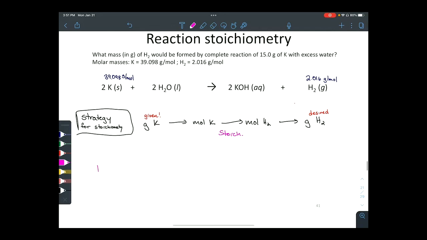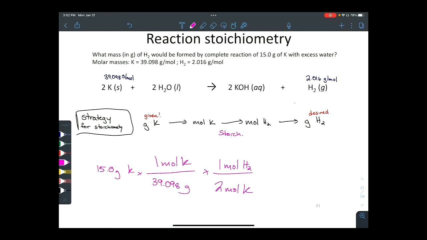So I will start with what's given, so 15 grams of potassium. I use the molar mass, so 39.098 grams is 1 mole of potassium. So now that I'm in moles of potassium, I can get on the bus to use the coefficients. So I see here that 2 moles of K is 1 mole of H2.